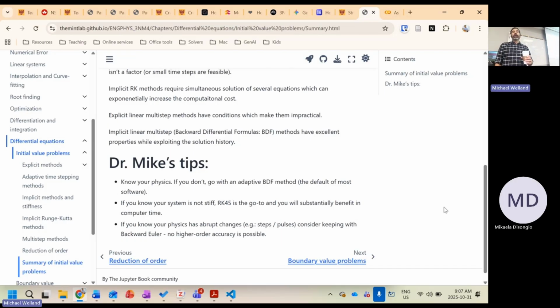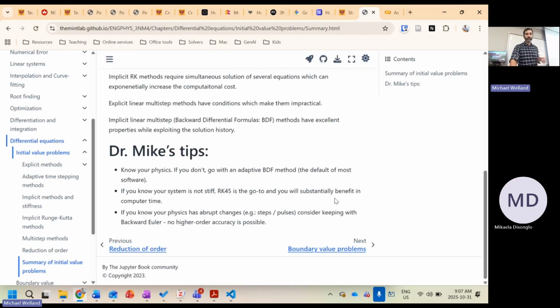If you don't know your physics, if you're doing something generic like multiphysics, and you're not so sure about that, an adaptive BDF is the default, your go-to. It bootstraps by itself, COMSOL uses it, it's super easy to program, and you're exploiting your tools.